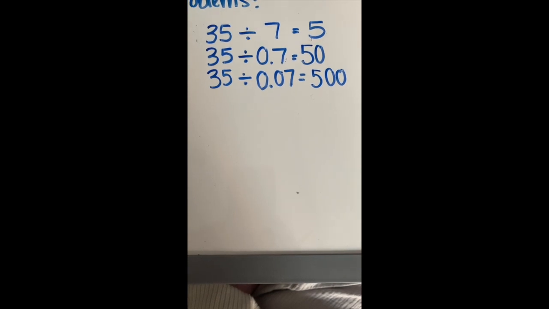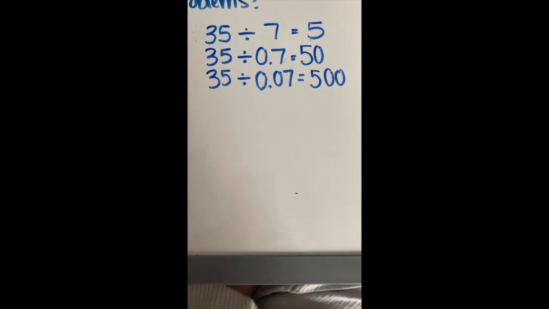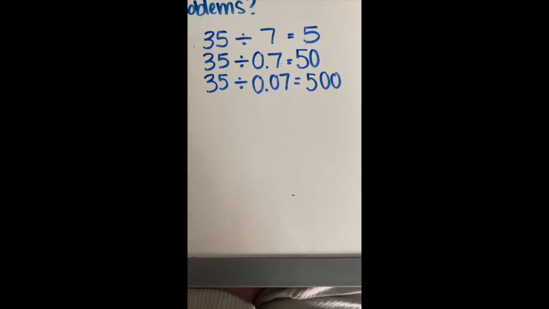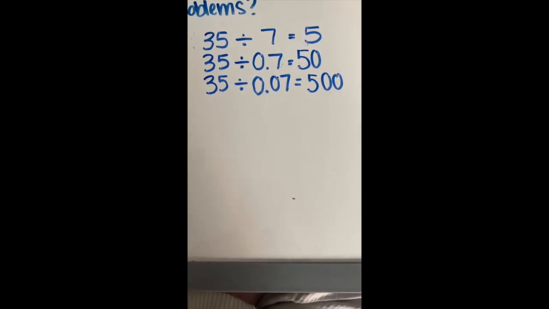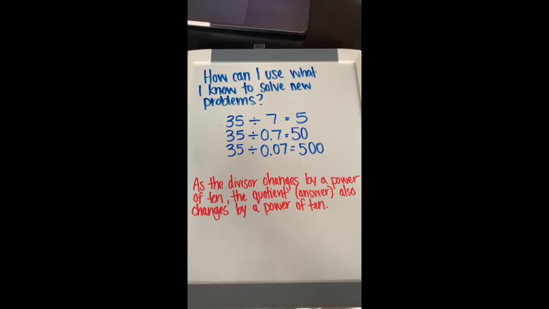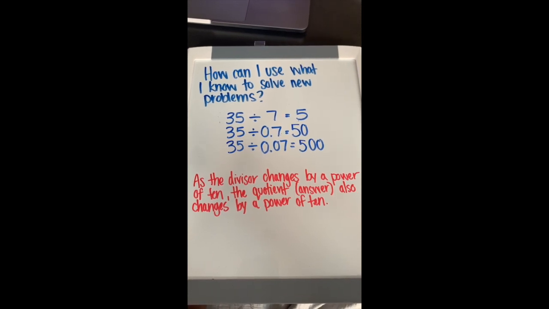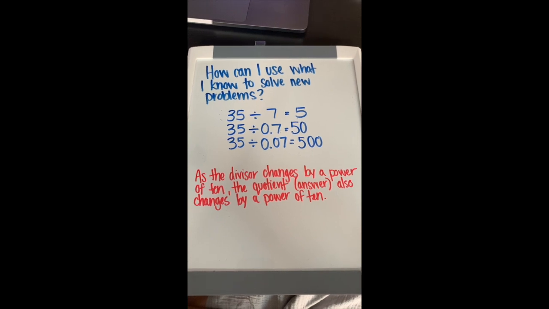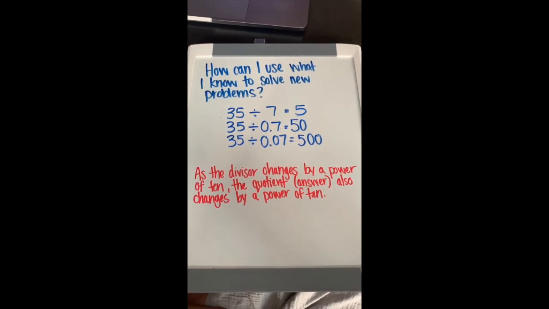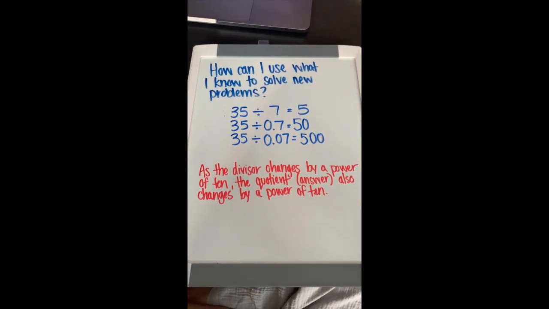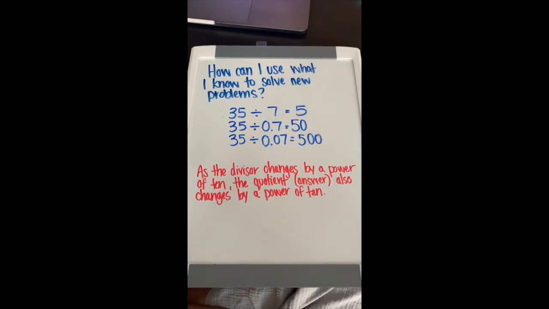I want you to look at these 3 division problems, and I want you to, in a second, pause your video and say out loud what relationship you see between the 3 division problems. Here's the pattern that I noticed, and I wonder if you said and noticed the same thing. I noticed that as the divisor, that's 7, changes by a power of 10, the quotient, the answer, also changes by a power of 10.